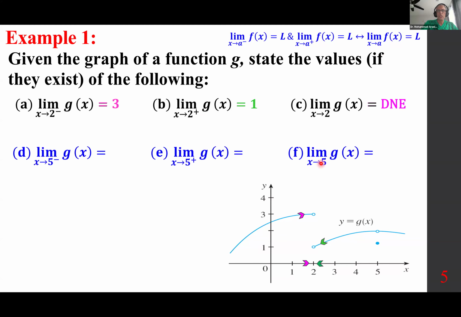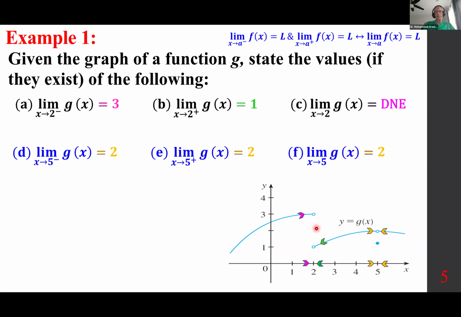We're going to do the same thing with number 5. And that's why we're going to look at the one-sided limits. As we look at 5 from both sides, we see that we are coming towards the same hole, having a y coordinate 2. Therefore, the limit of g(x) as x approaches 5 exists, and it's equal to 2.